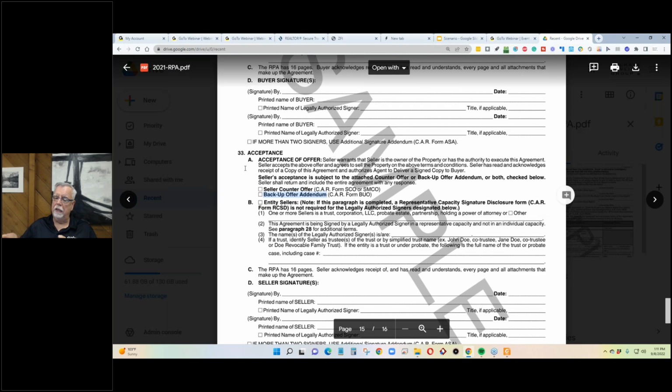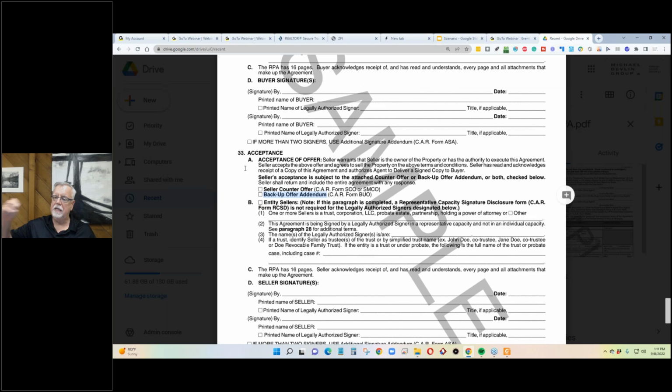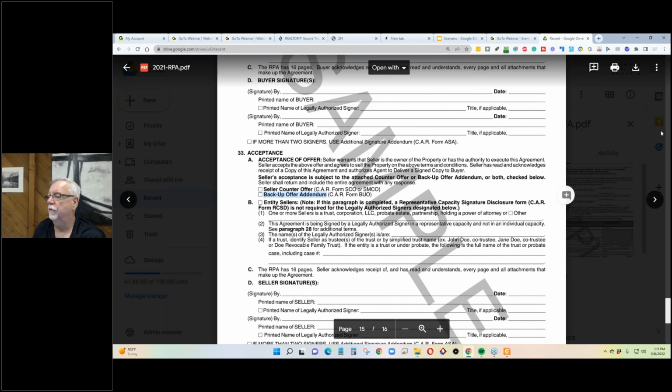So usually the backup offer addendum is attached to an RPA when the buyer's agent has already discussed this with the listing agent and was given the thumbs up. Or if the buyer has made the offer and the seller is accepting it but in backup position, then they would attach it with the acceptance. Either of those 2 ways work.